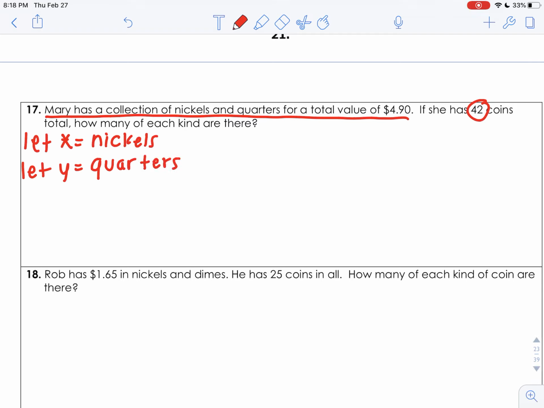So she has a total. So this time nickels we know are 0.05, right? A nickel is 5 cents. So it depends on how many nickels she has. So 5 cents, but times how many she has. And quarters are 25 cents, depending on how many she has. And the value is $4.90. If she has 42 coins in all, how many of each kind are there?